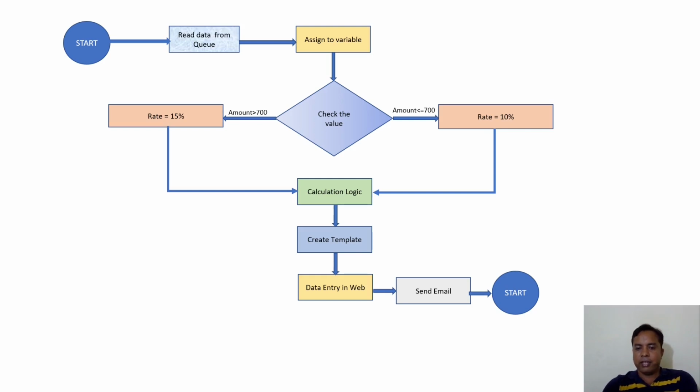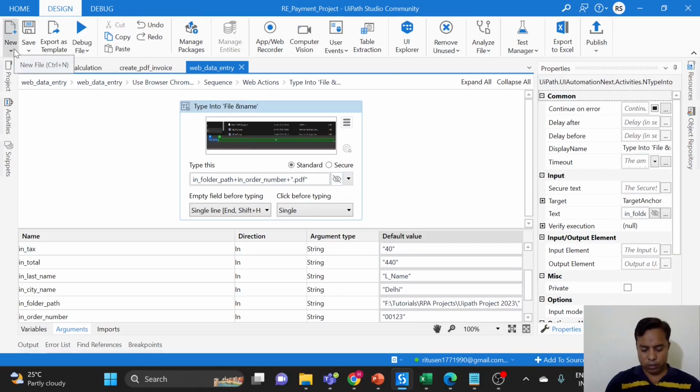So next, we have to send this email. We have done the data entry, and we have to send the email. That will be the last workflow. Then we will jump on the integration. So for Outlook, we will create one new workflow.